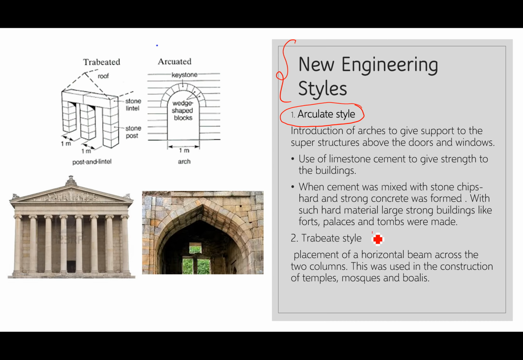Arcuate, and the other is your trabeated style. Now, what are these styles? I have given you an example of both the styles, so let's read them. First is the arcuate style, like this.